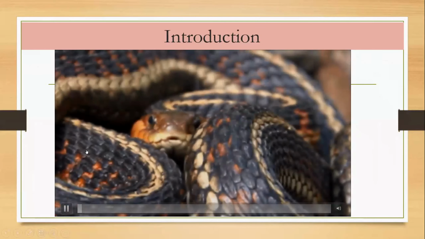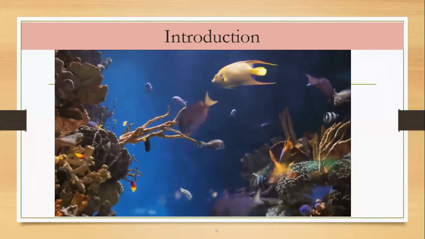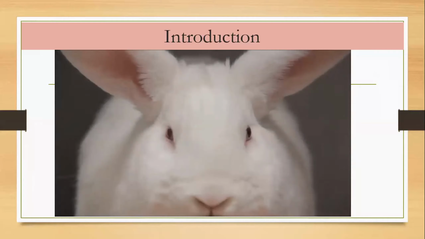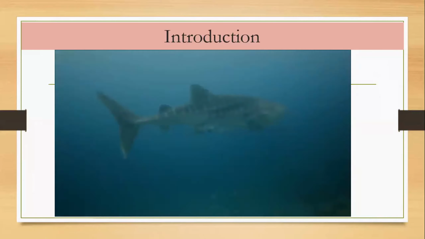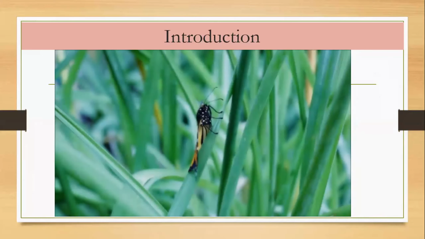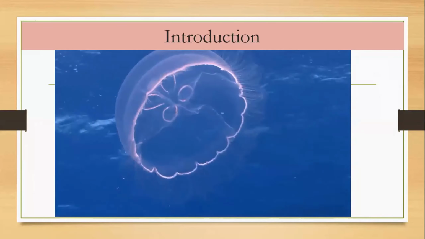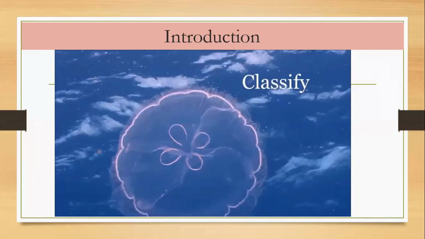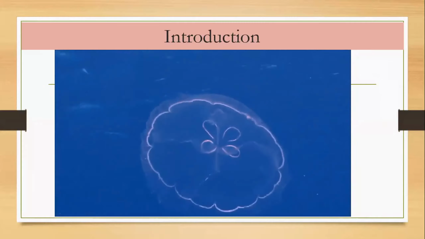The world is full of many different types of animals. Some swim, some fly, some breathe air, and some breathe underwater. Some have skeletons, and others don't. To help us understand the differences between the animals in our world, scientists classify or sort animals into different groups that share important characteristics.